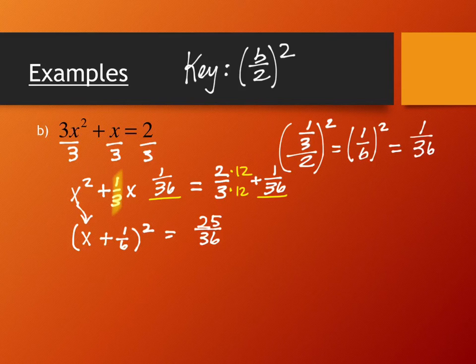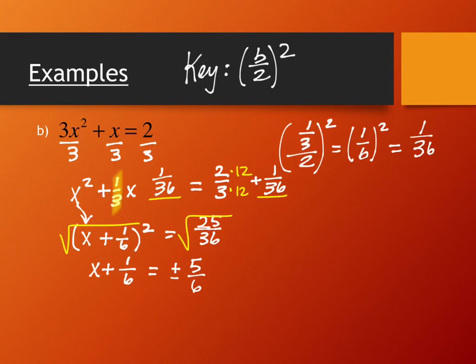So watch this. We will now take a square root. Of course, on the left, I just get x plus 1/6. I put the square root on, so I need a plus or a minus, but this square root is actually a perfect square root. Because what's the square root of 25? And what's the square root of 36? So this is actually just the fraction 5/6.